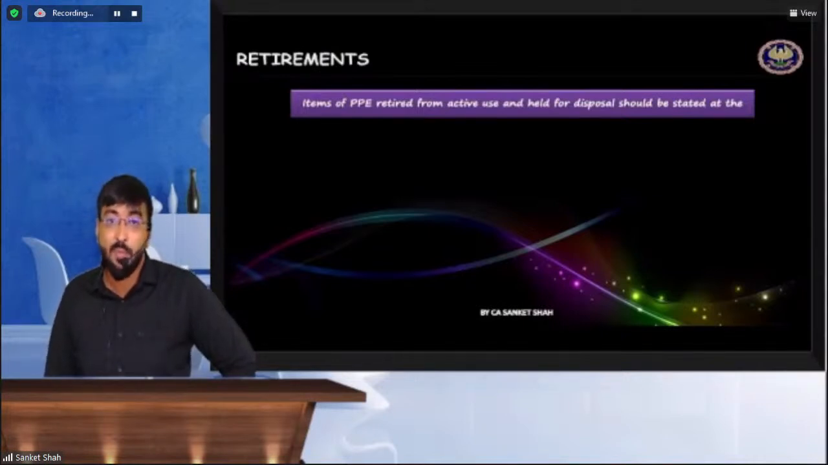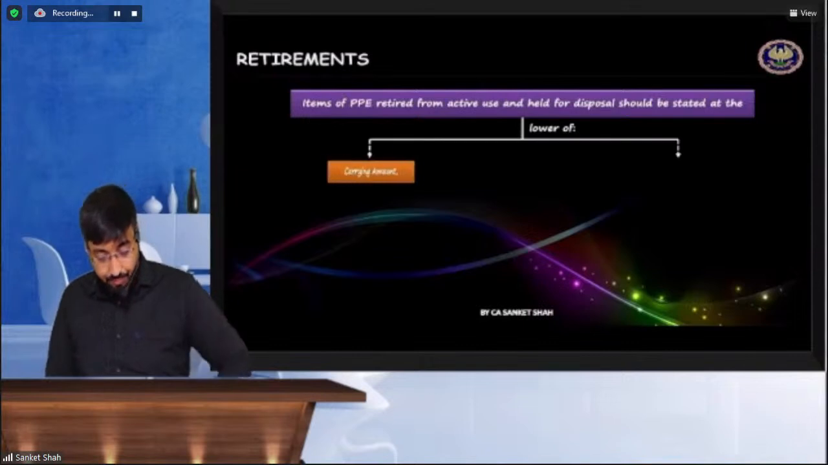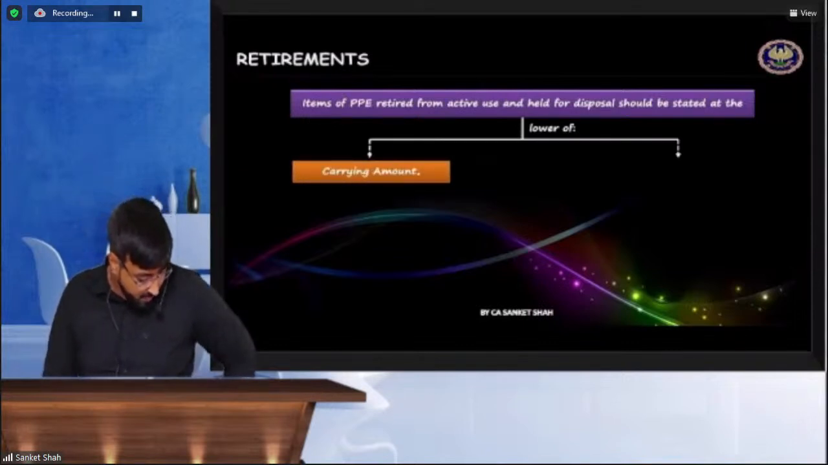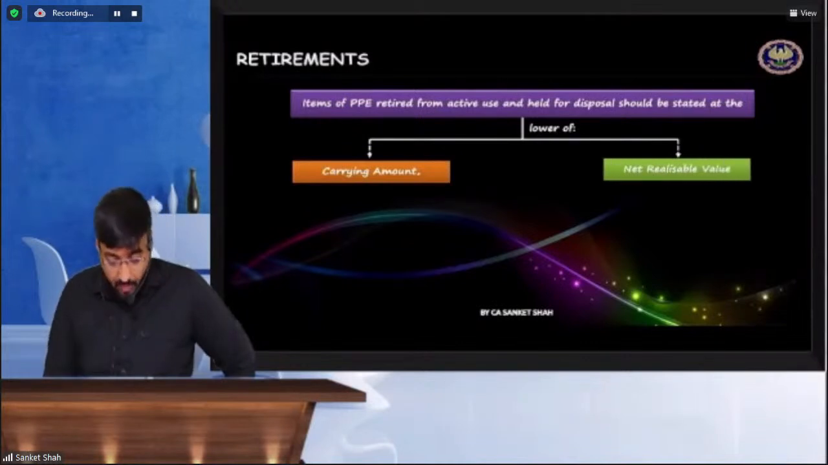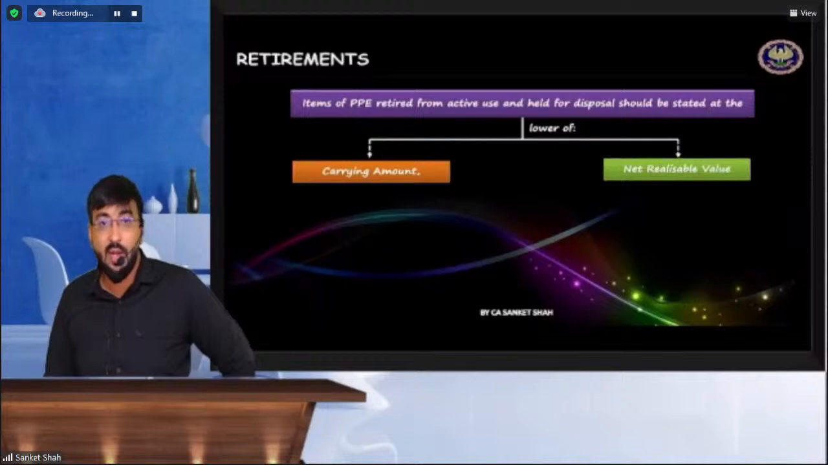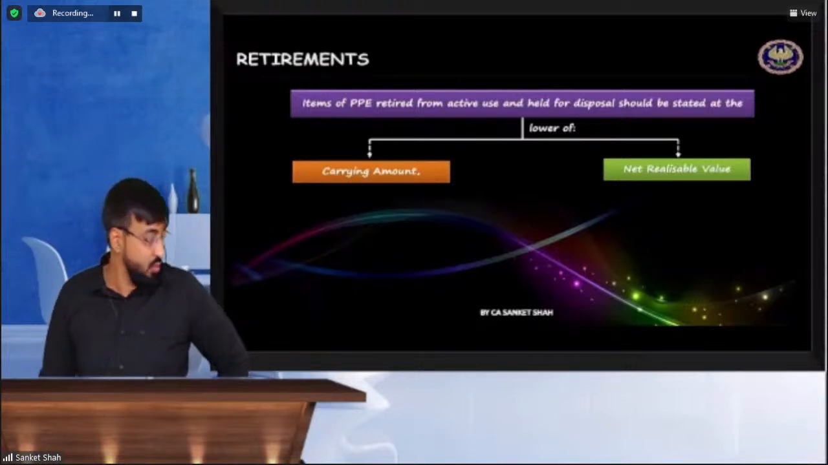So items of PPE retired from active use and held for disposal should be stated at the lower of carrying amount and net realizable value. Very, very important. At what value are you going to record it? At carrying amount, or at net realizable value, whichever is lower.